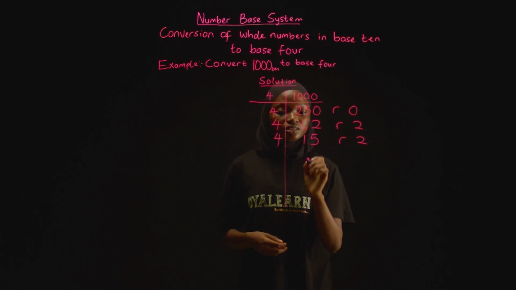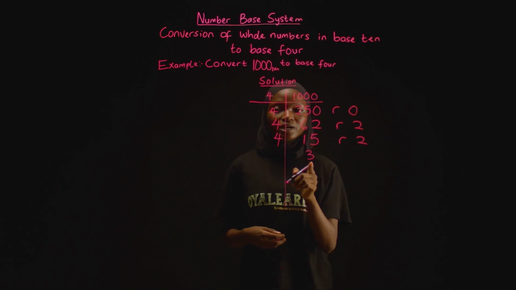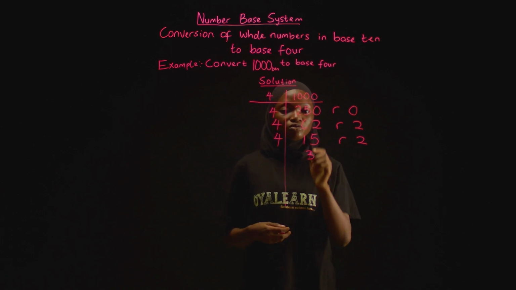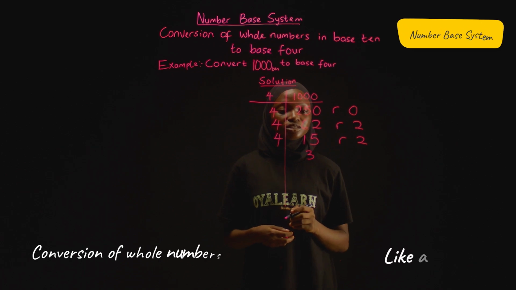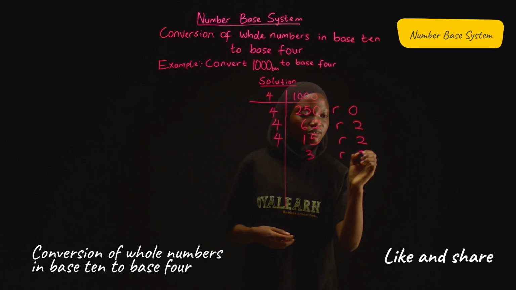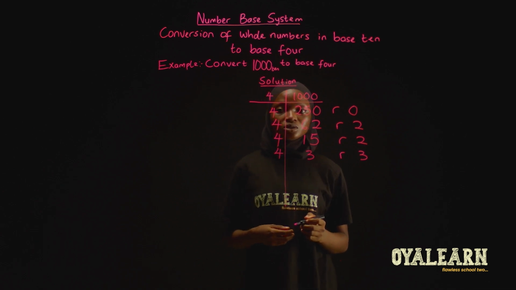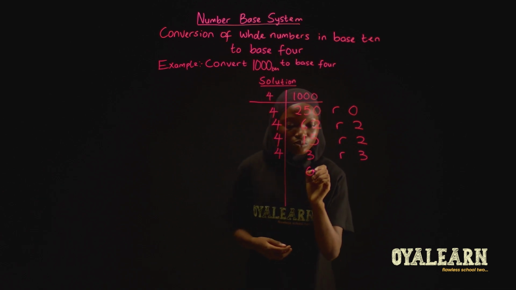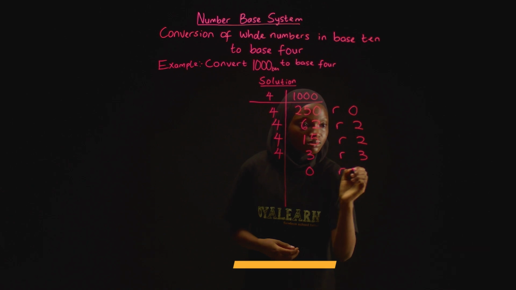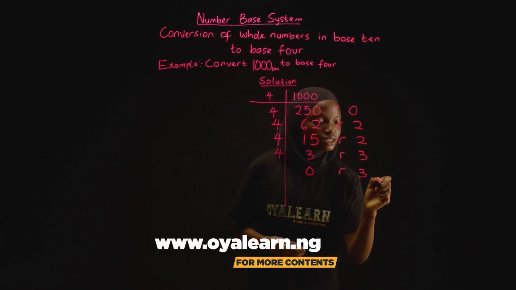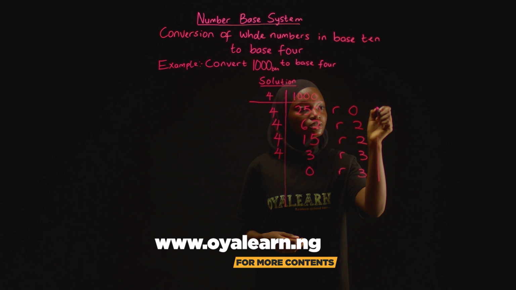4 goes in 15, that's 3. 4 multiplied by 3, what do you have? You have 12. When you take away 12 from 15, what remainder do we have? We have 3. Divide again by 4. 4 goes in 3, we can't say any 4 in 3, so we have 0. And a remainder of what? 3. Then take the remainders upward.